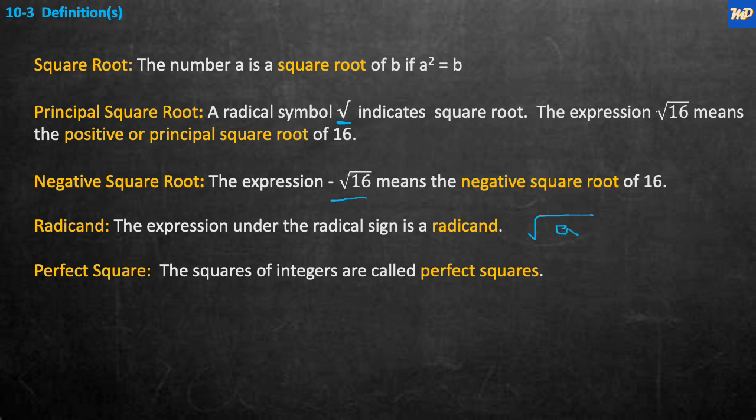Okay? And the squares of integers are called perfect squares. So if you square 2, you get a 4, and that is a perfect square. That's what they're talking about. The squares of integers are called perfect squares.